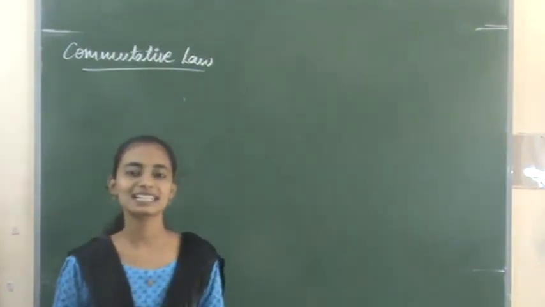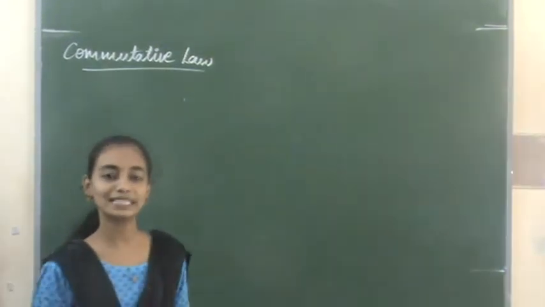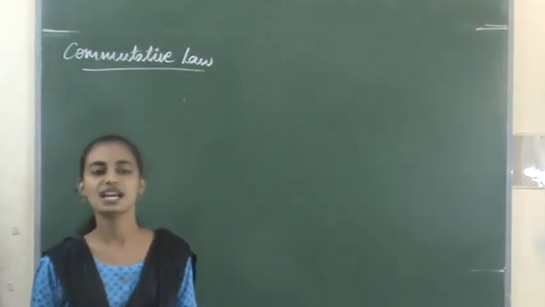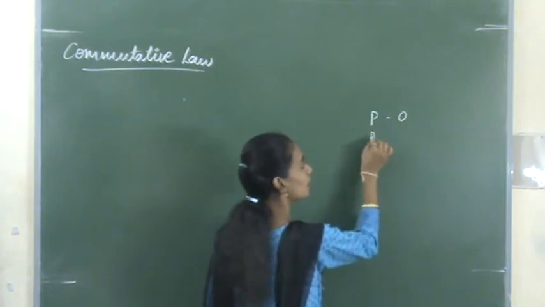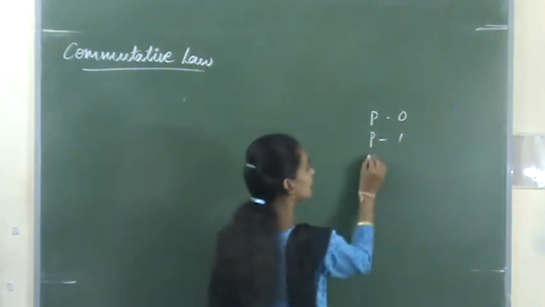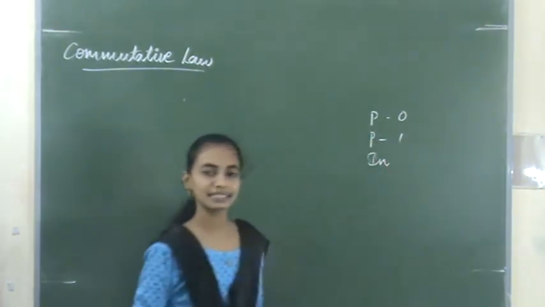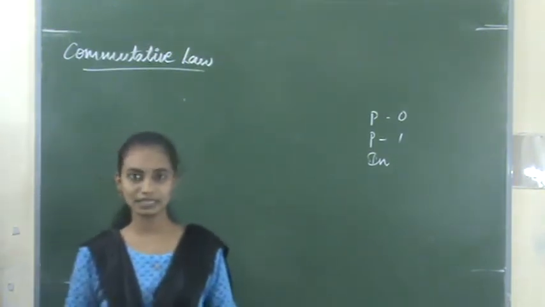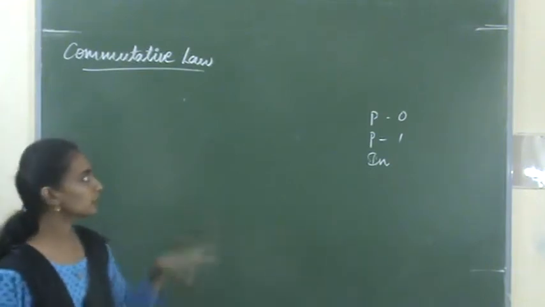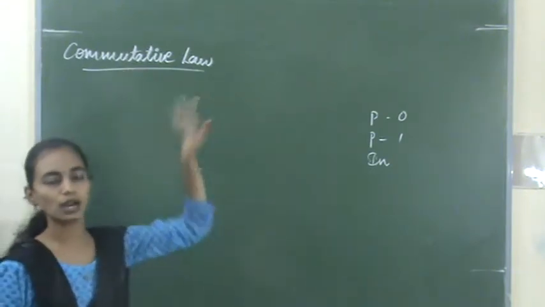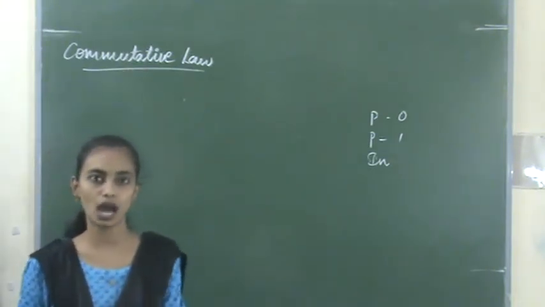So in the last class we were studying the properties of Boolean algebra, right? In that we studied the properties of 0, the properties of 1, the idempotence law, and then the complementary law. After that we started studying the commutative law. So what does the commutative law mean?